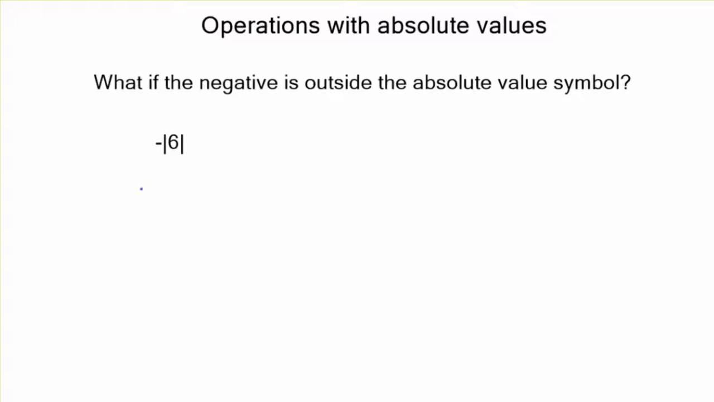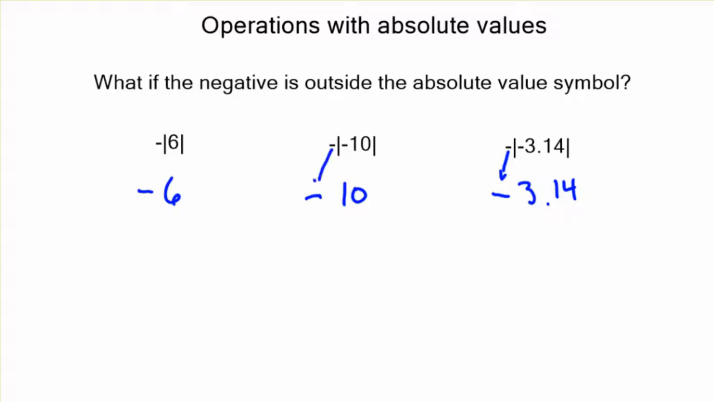The negative absolute value of 6 is -6. The negative absolute value of -10 becomes -10. And the negative absolute value of -3.14 is -3.14. Notice that these negative signs, or these minus signs, just come straight down. You do the absolute value first.